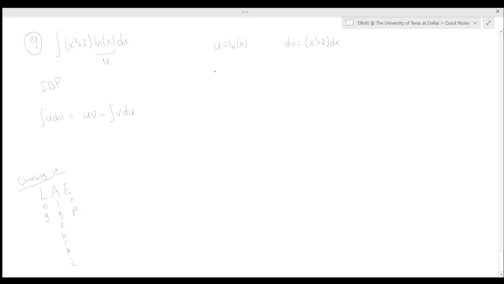So then we need to get du by taking the derivative of u. That's going to be 1 over x dx. We also need to calculate v, which we get by integrating dv. So the integral of x squared plus 2 dx is x cubed over 3 plus 2x. Okay?